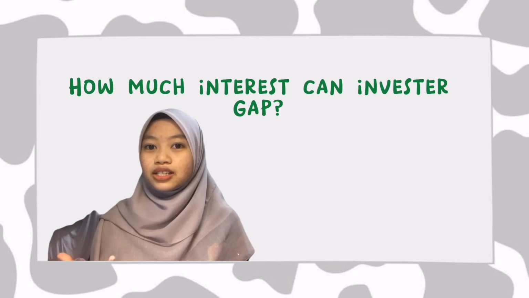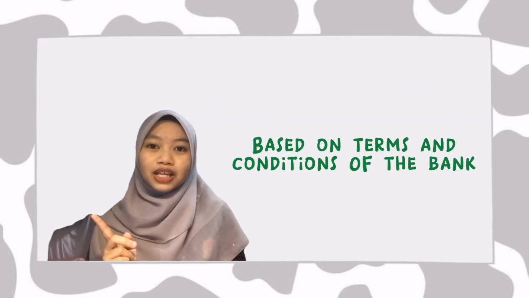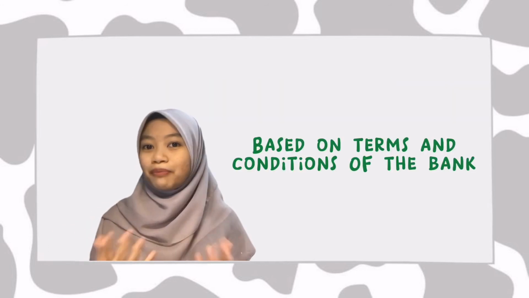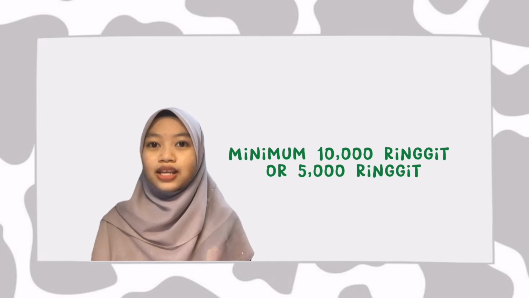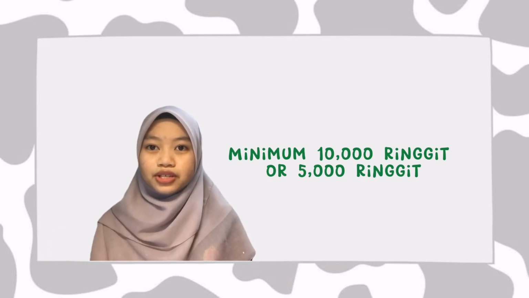So how much interest can investor get? So it is basically based on the terms and conditions of the bank. Interest rates on fixed deposit are often higher than interest rates on savings account. Basically, the interest rate is usually inversely correlated with the maturity period and the minimum principal amount of at least 10,000 ringgit or 5,000 ringgit.